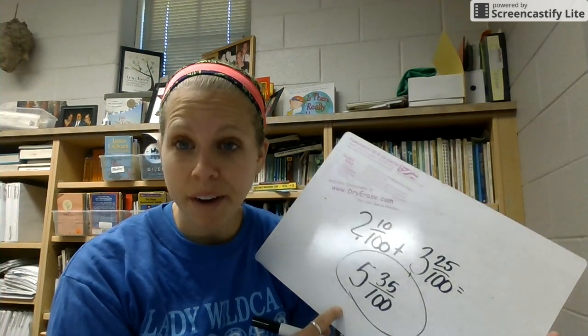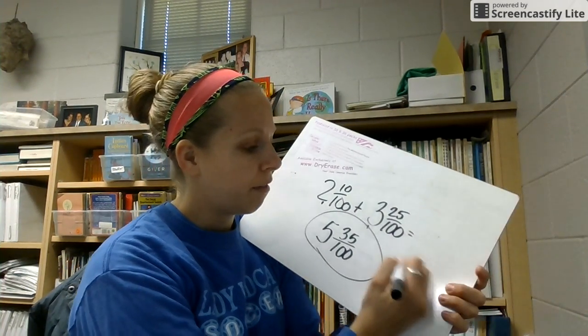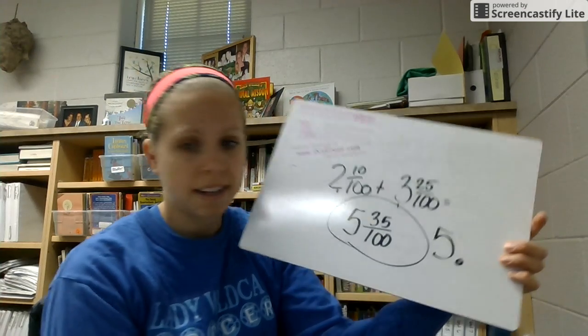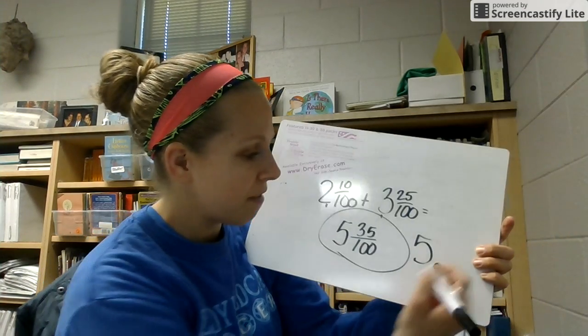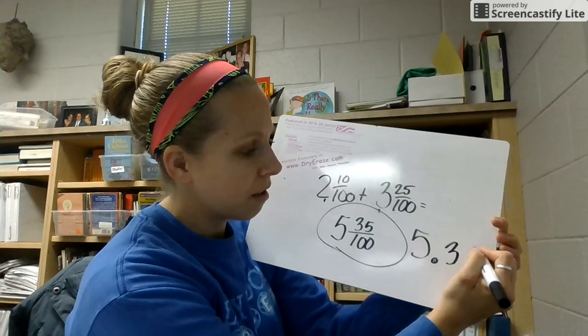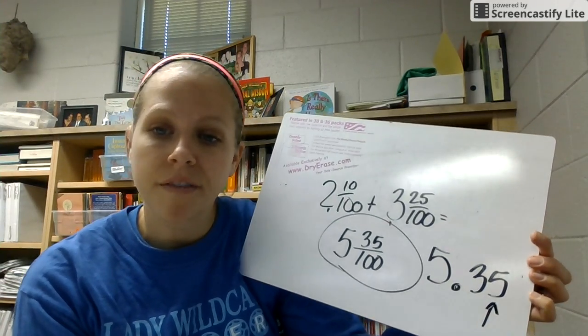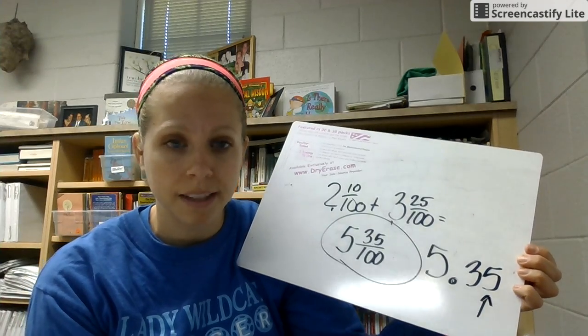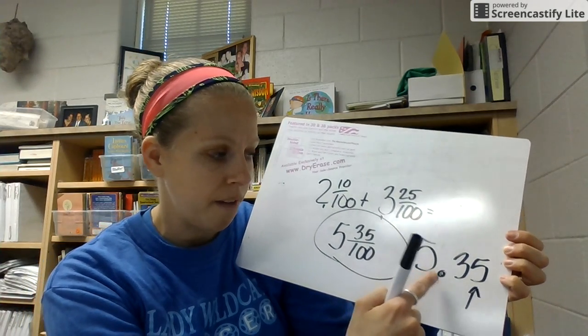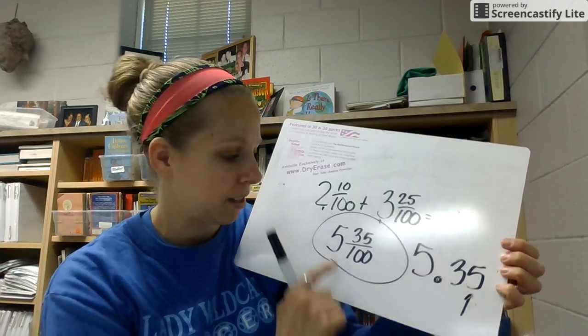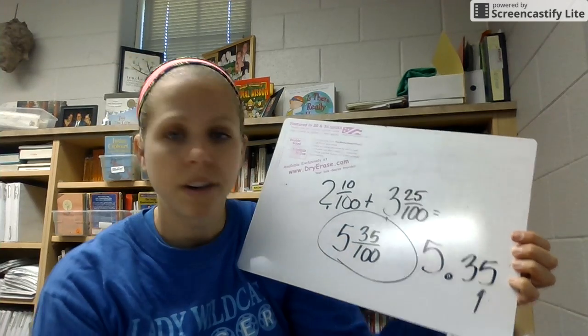If you were going to write that as a decimal, 5 and, our "and" is our decimal, 5 and 35 hundredths. Notice that our 5 ends in the hundredths place, so that's what I would call it. 5 and 35 hundredths.